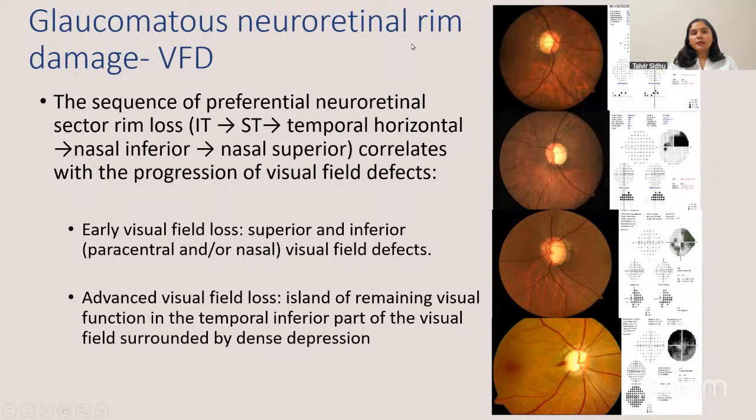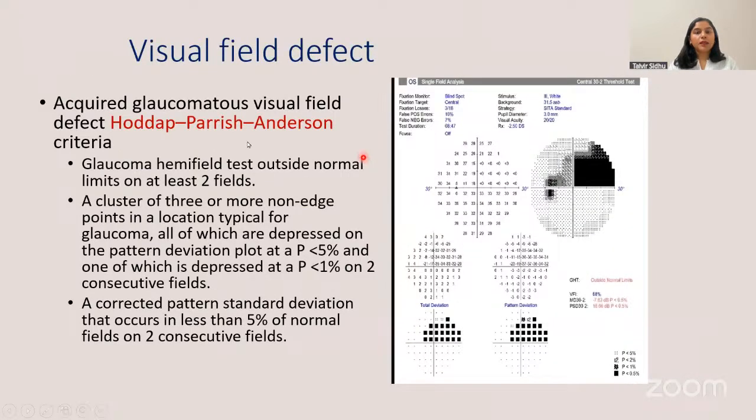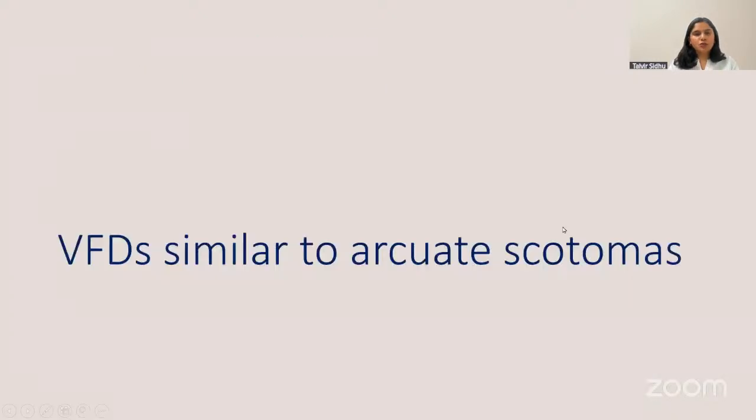Glaucomatous neuroretinal rim defect actually causes a visual field defect. That is why if you have a small notch inferiorly, there will be a superior arcuate scotoma. If there is a notch in the superior and the inferior part both, you will have a biarcuate. If you have advanced rim loss, then you will have a central tunnel vision. So you should always clinically correlate your visual field with your optic disc. Also, you should know the Hodapp-Parrish-Anderson criteria, that is, how you actually define a scotoma in a visual field.